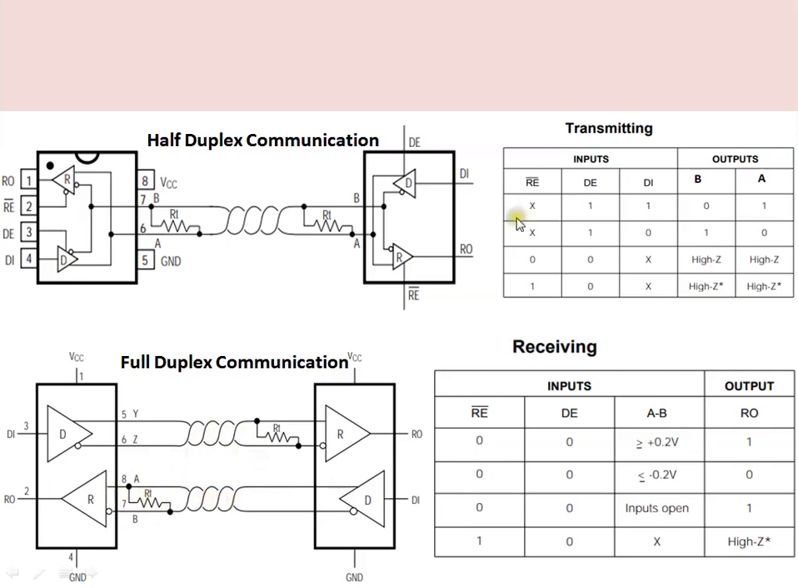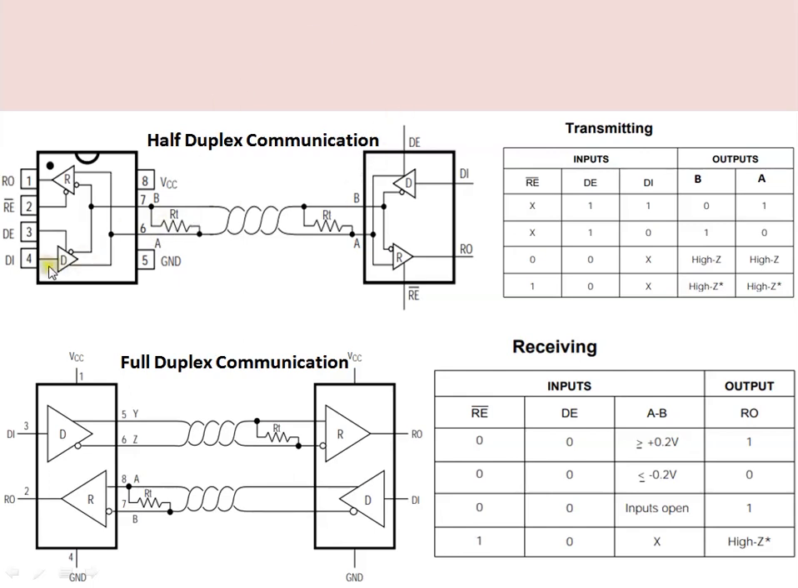Here we can see the truth table for transmitting the data, that is for the driver. If the driver is enabled with DE equal to 1, and we put a logic 1 at the DI, then line A will be high compared to B, and as per the standard A minus B is greater than or equal to 1.5 volts, and it can go up to 6 volts. Similarly, if we put a 0 when DE is enabled, then line B is high compared to line A. In that case A minus B is less than or equal to minus 1.5 volts, and it can go down to minus 6 volts as per the standard.